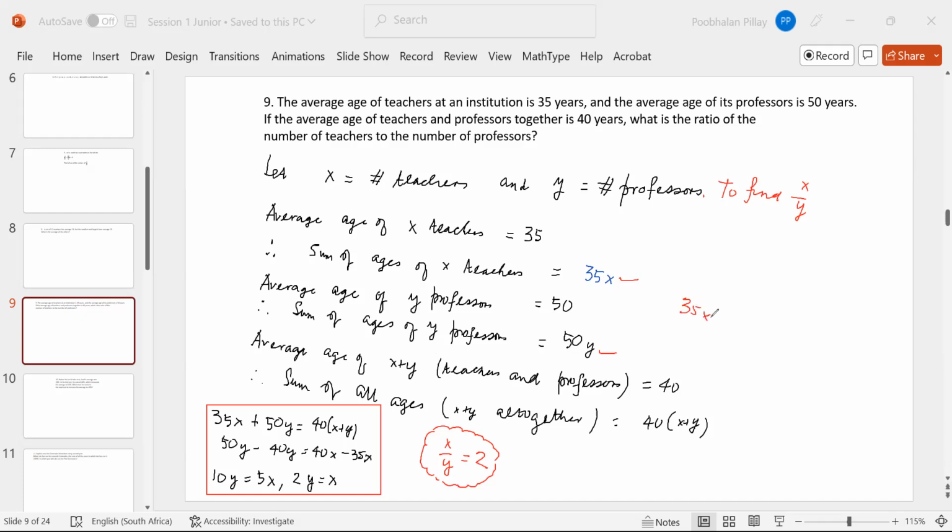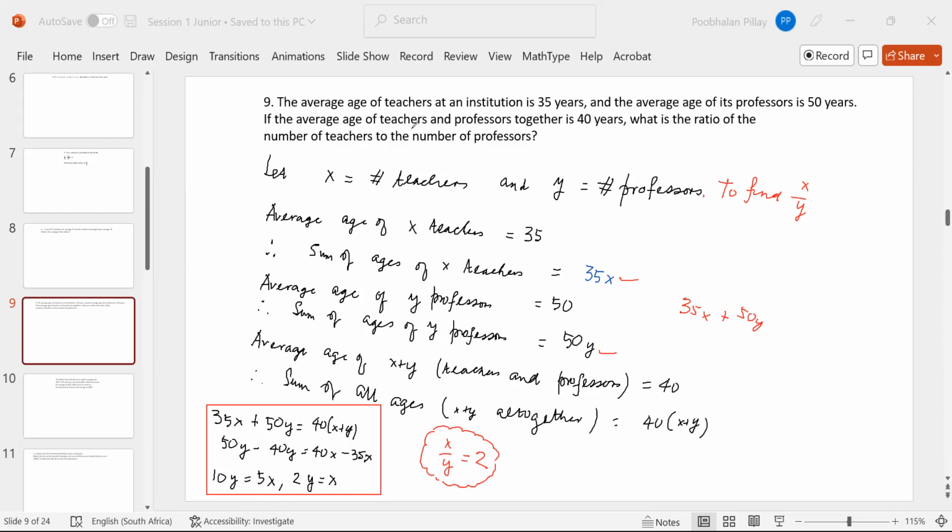Those are the ages, the total number of years that the teachers have, and that is the total number of ages of the professors. So the total is 35x plus 50y. But there's another statement here which says the average age of the teachers and the professors together.